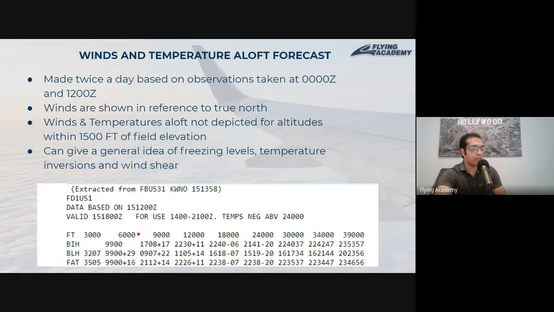And it depicts freezing level. It has some notes here as well. Also, you should remember that above 24,000 feet MSL, temperatures are always negative. So if you pay attention here, 24,000 feet, negative 20, negative 20, negative 20. 30,000 feet is already eliminated.